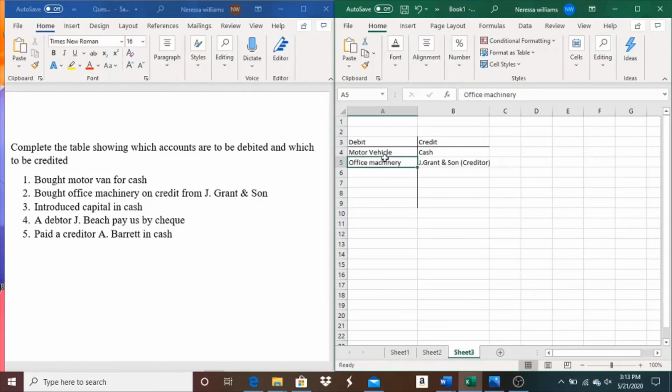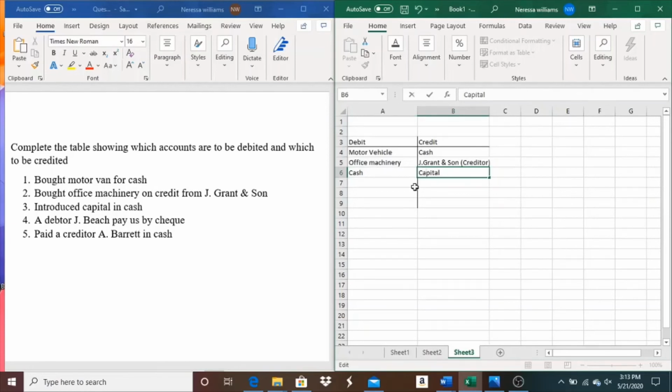We introduce capital in cash. Capital has a credit nature. We are getting more capital and we are getting cash also. So we would credit the capital account, debit the cash. So we are increasing it. Cash is an asset, so it has a debit nature. Alright, I hope you're getting what I am saying. I hope I don't get you lost.